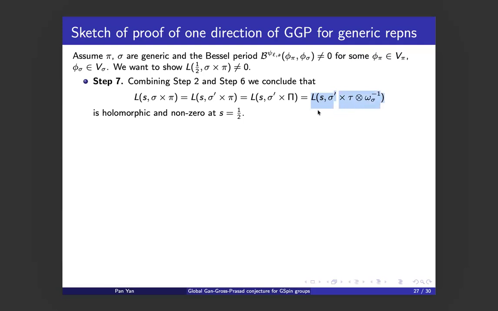But this L function is the same as, because of the relation of capital pi and tau, this is equal to the L function for sigma prime times capital pi, but capital pi is the functorial transfer of small pi, so this is the same L function of sigma prime times small pi, but sigma is just a conjugation, so this L function is the same as sigma times pi, and that concludes the proof of one direction of the global GGP conjecture for generic representations. Okay, so we prove that in 7 steps.